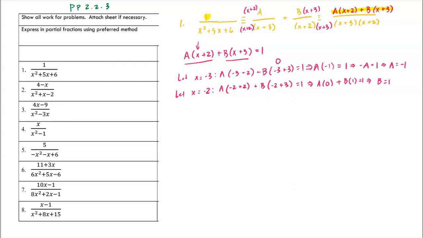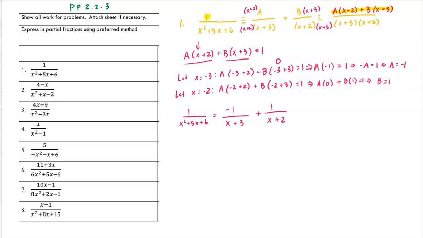Let's go ahead and put it back in. So we have 1 over x squared plus 5x plus 6 equals, so A, what was A, was -1. So -1 over x plus 3, plus B, which is 1 over x plus 2.